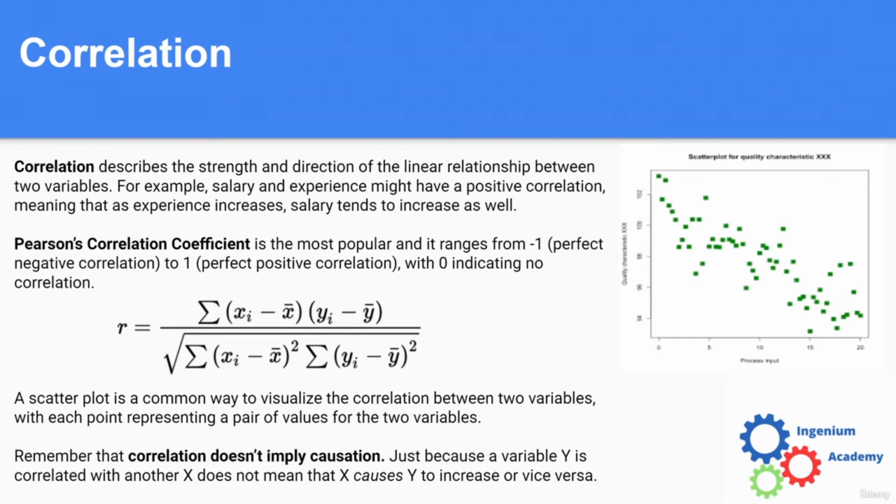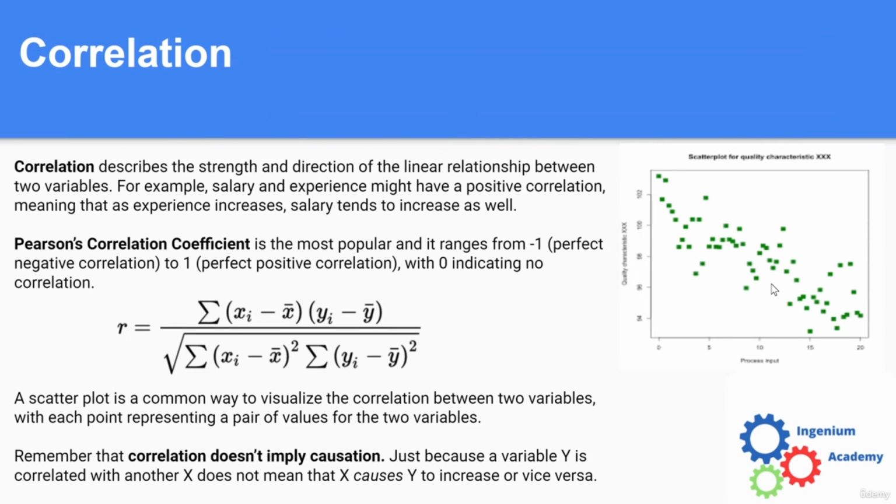Before we head off and learn about regression, first I'd like to talk about correlation. Correlation is a way to measure the strength and the direction of the linear relationship between two variables. For example, you see the scatter plot here on the right, a cloud of points plotting one variable on the x-axis against another variable on the y-axis. As you can see, as the variable on the x-axis increases, the variable on the y-axis decreases.